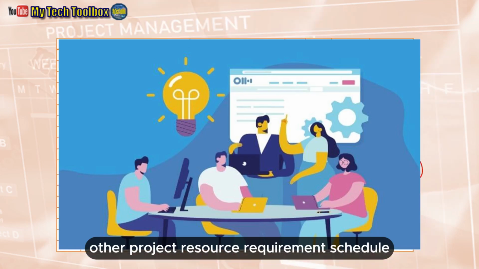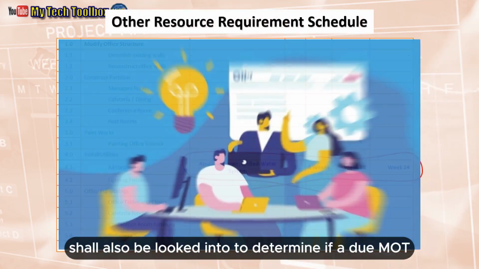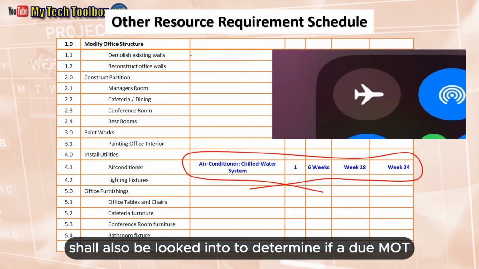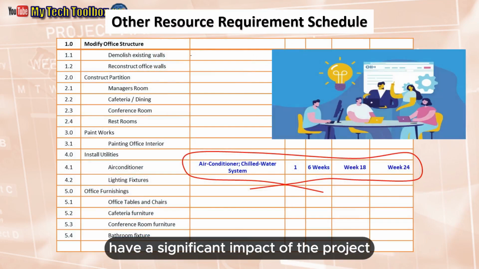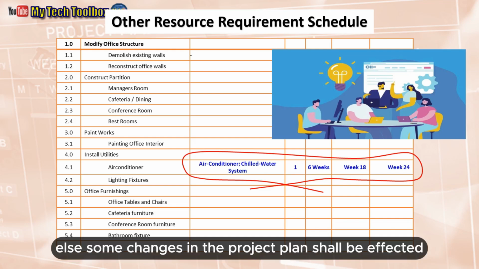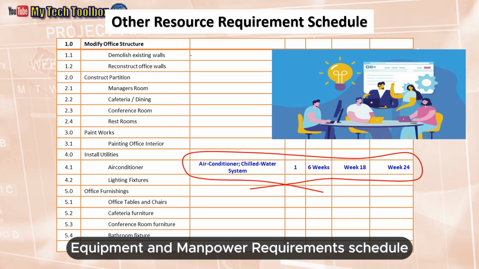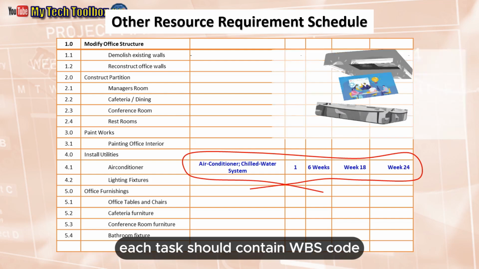Other project resource requirement schedules shall also be looked into to determine if they do not have a significant impact on the project execution schedule, the project budget, and the project cash flow projections. Else, some changes in the project plan shall be effected. Same as the materials, equipment, and manpower requirements schedule, each task should contain a WBS code.